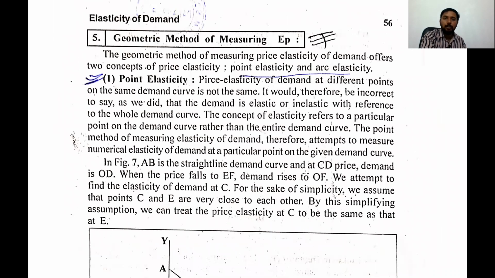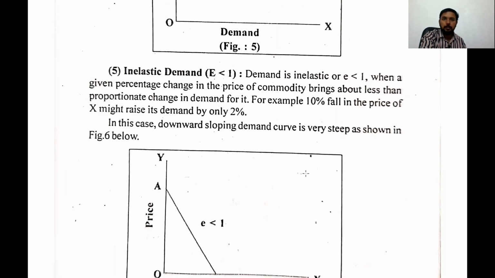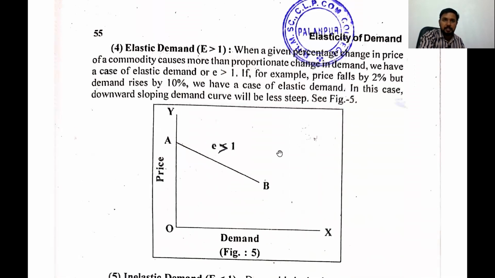Now we will move further and see we are left with the fifth point, that is elastic demand. What is elastic demand? When a given percentage change in price of a commodity causes more than proportionate change in demand, we have a case of elastic demand, that is elasticity is greater than 1. For example, prices fall by 2% but demand is raised by 10%. So in this case, the price falls by 2% but demand rises by 10%. So compared to price, demand is more elastic.